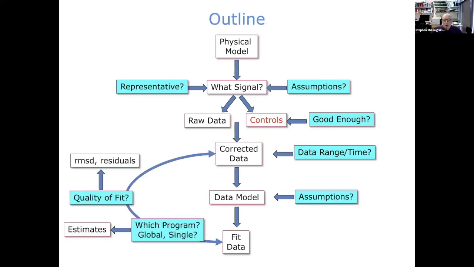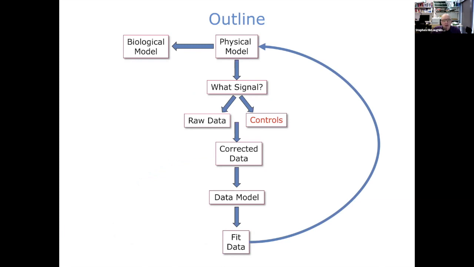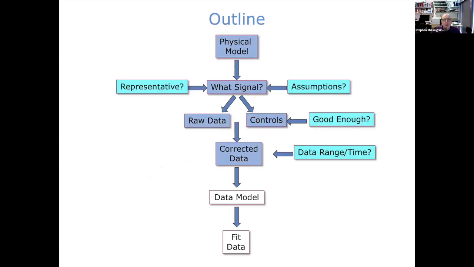So you come to a data model. What are the assumptions in that data model when you use that to fit the data? Which program are you going to use? Are you going to do global or single fitting? And how do these programs show you the quality of the fit? And ultimately, of course, you're going to fit the data to the physical model, and that's going to inform the biological model as well. So let's go through this first bit then.